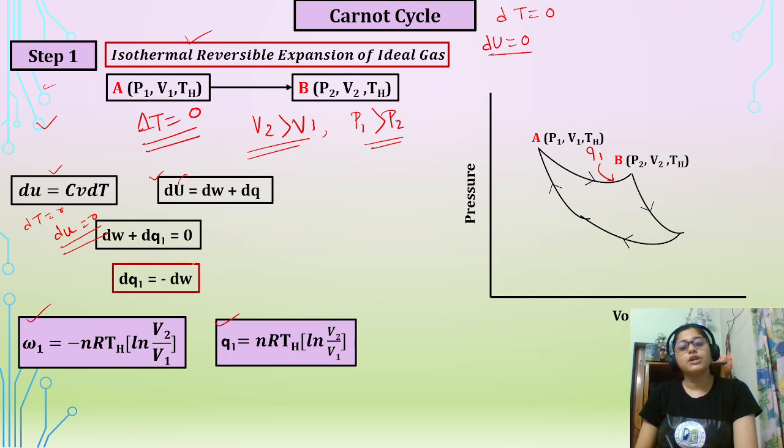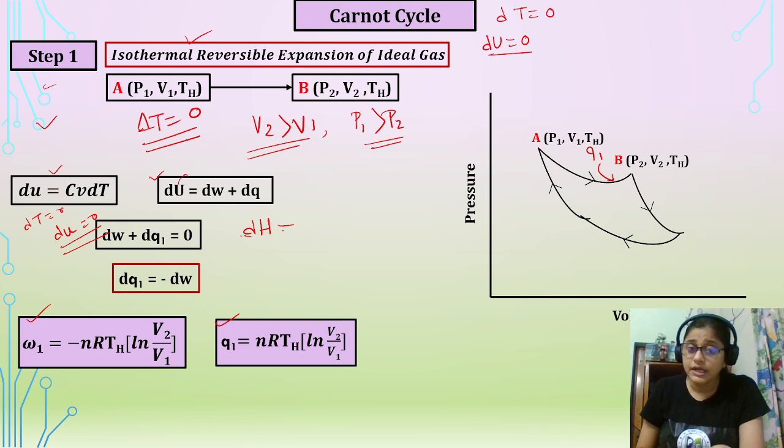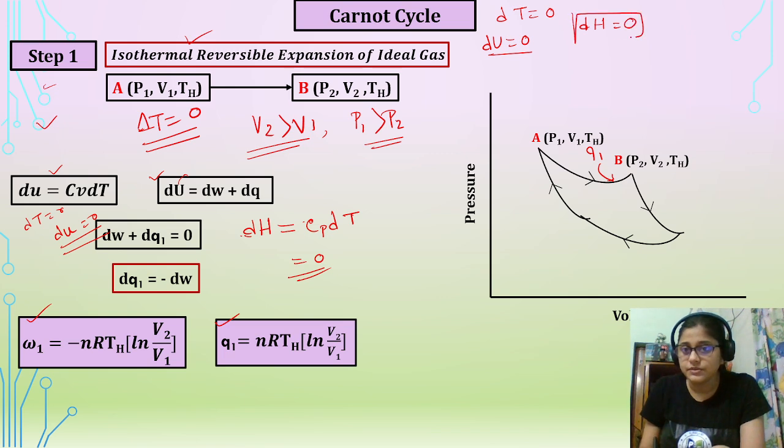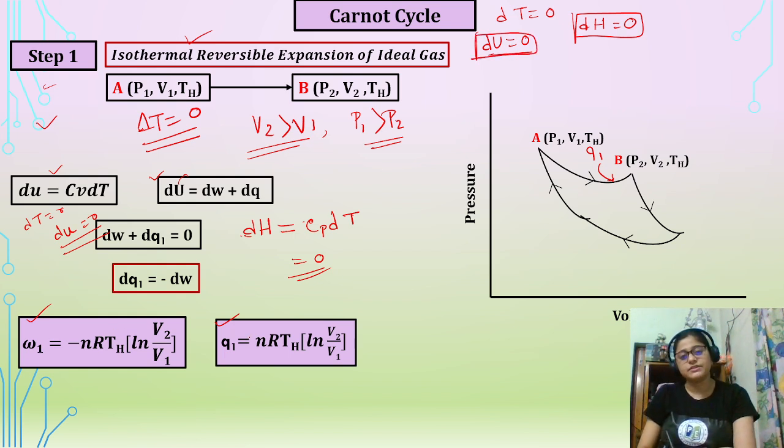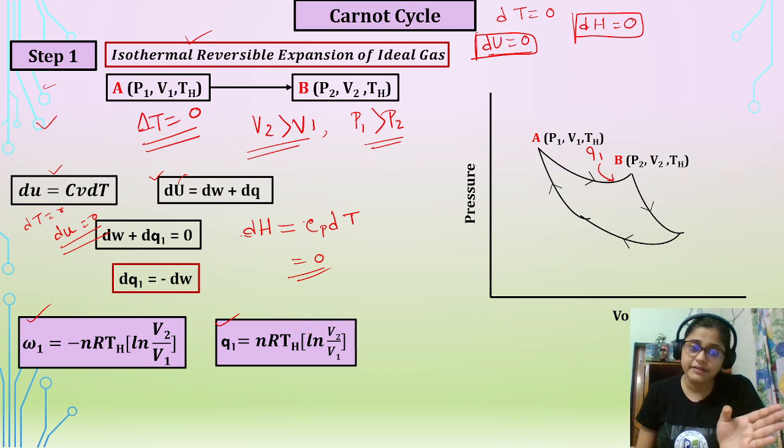Okay, we now know W and Q, and another one left here is delta H. If someone asks you about enthalpy, what will it be? dH equals CP dT, or n CP dT. Again dT is 0, so dH will also be 0. Here, right, dH equals 0. dH is also 0, dU is also 0, but work is this and Q is of the opposite sign to work. Fine, this we got till now.